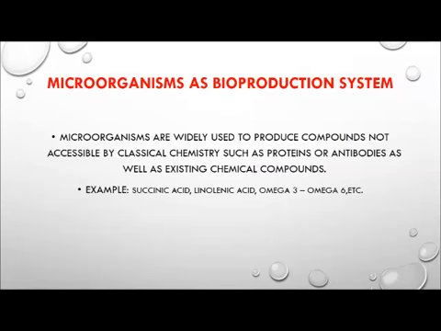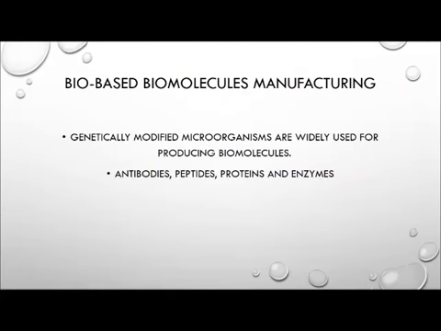These are some examples of chemicals and biochemicals accessible by microbial manufacturing: lysine, linolenic acid, omega-3, and omega-6. Biomolecules manufacturing: genetically modified microorganisms are widely used for producing biomolecules. Examples of these are antibodies, peptides, proteins, and enzymes.